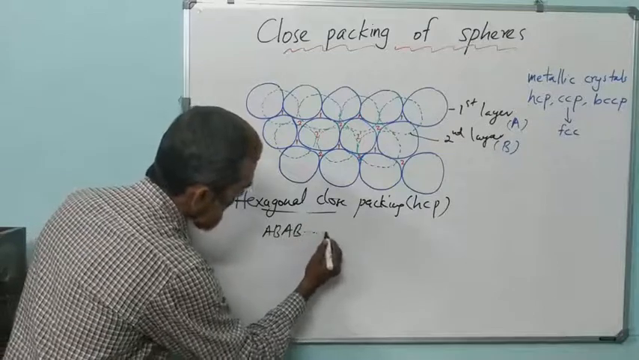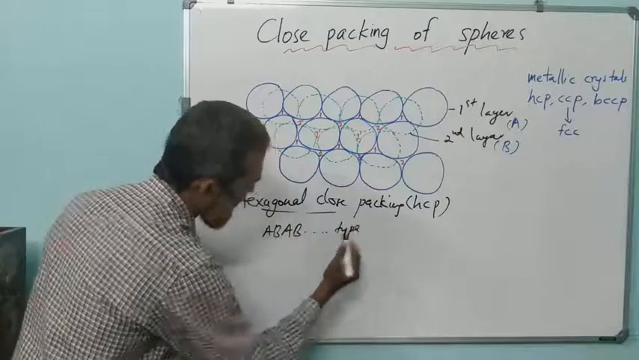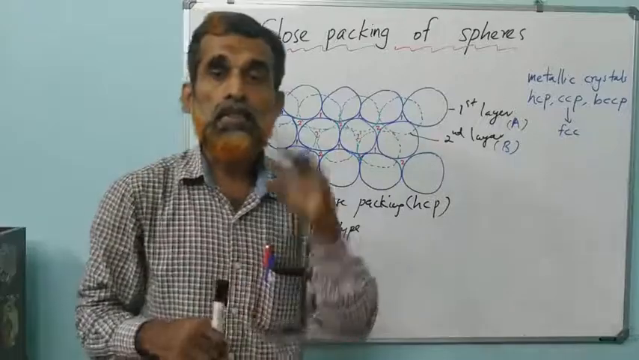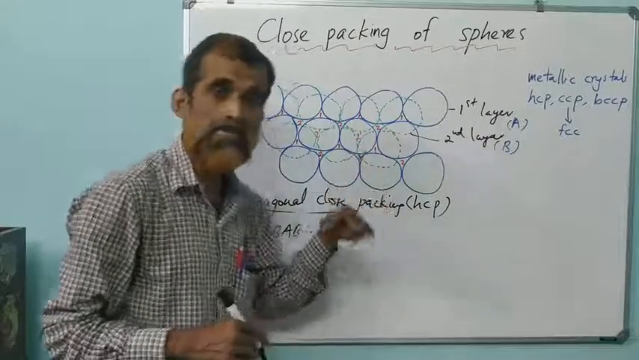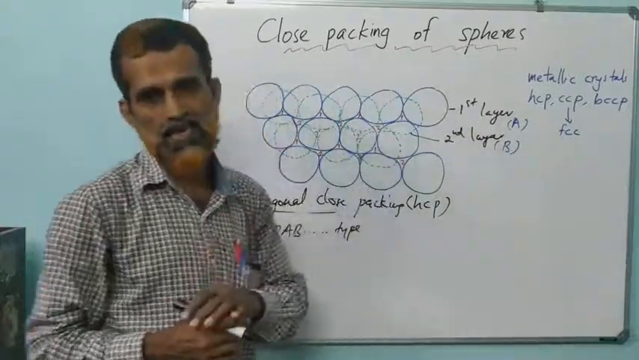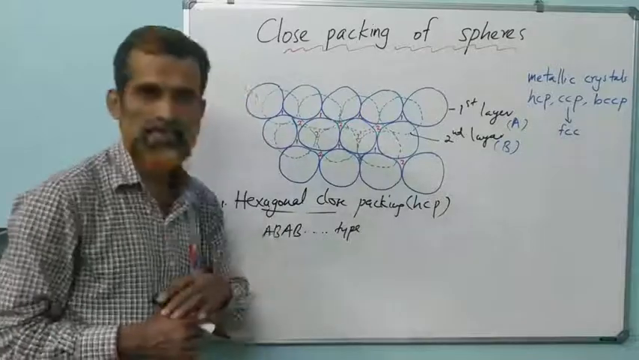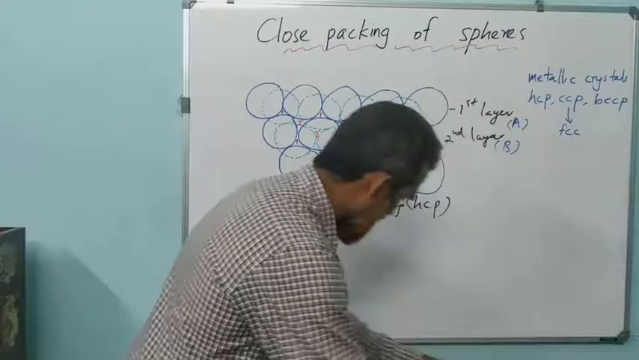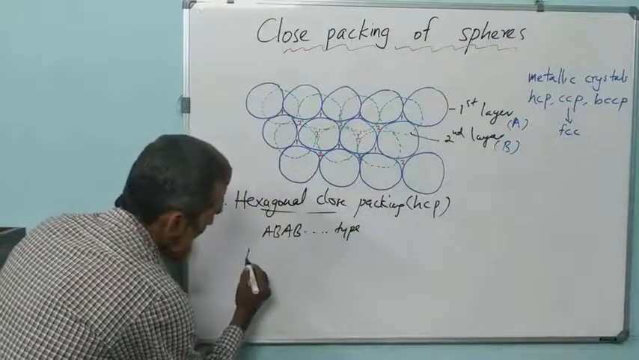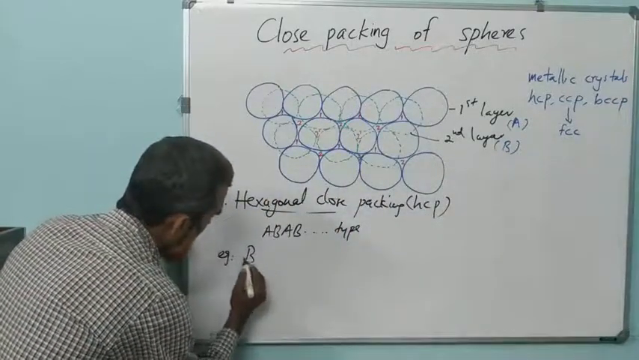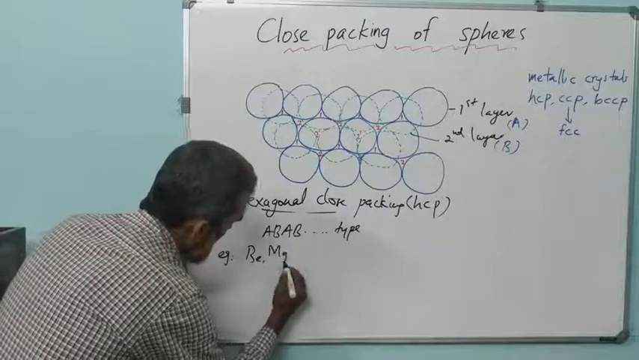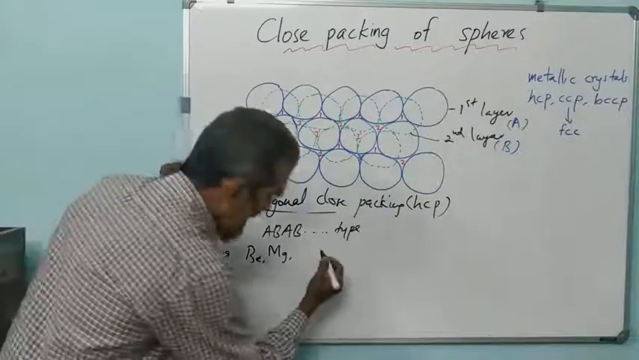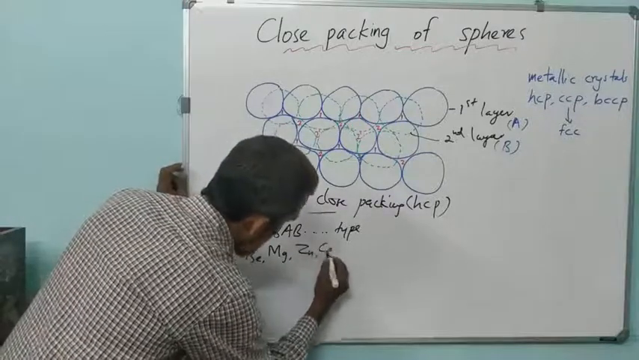ABAB, etc. type. So what is the speciality of this HCP? The third layer is kept exactly above the first layer, so that the AB pattern repeats. Examples for these crystals are alkaline earth metals like beryllium, magnesium. Similarly, D block metals like zinc, cadmium, etc.